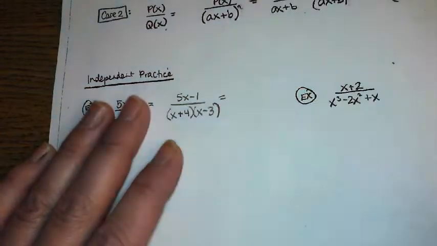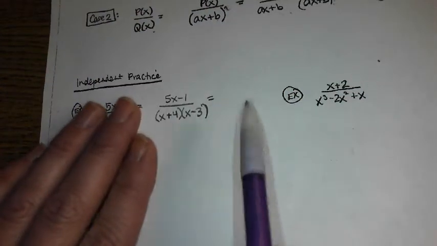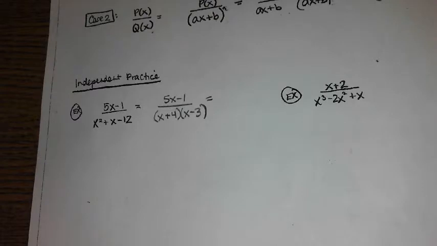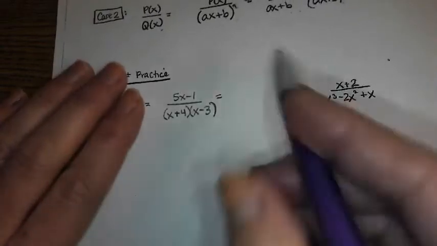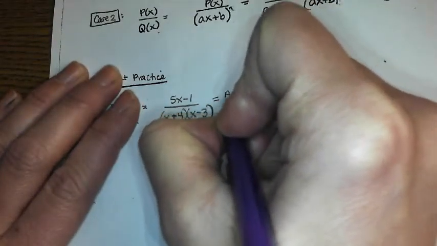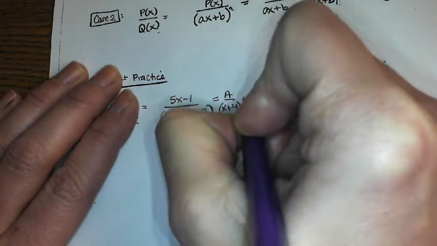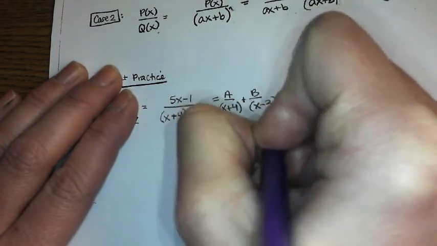So take a minute and try to set up now the partial fraction decomposition with your a's and b's and c's as your numerators. Zach, did you split it up? Yeah. What did you split it up into? Perfect.